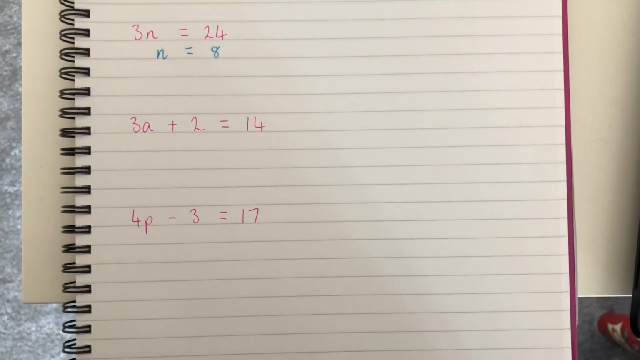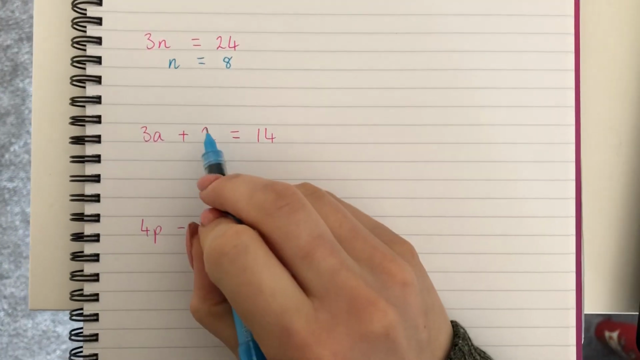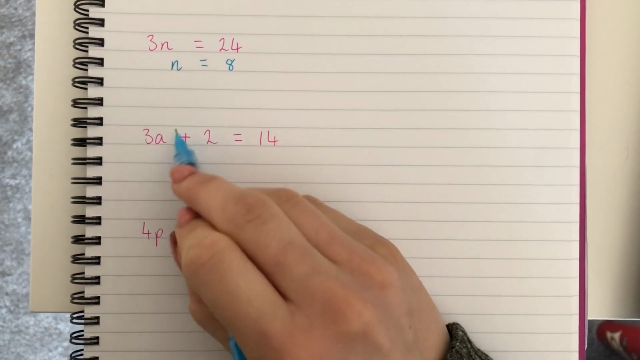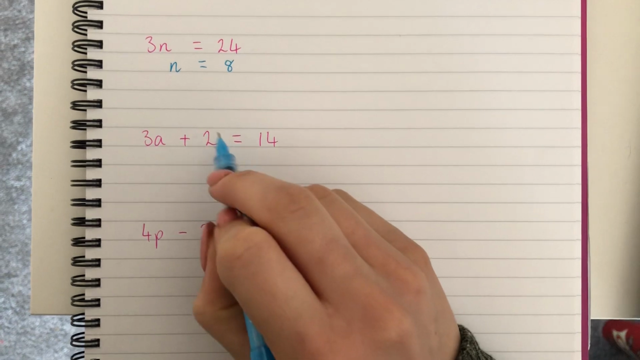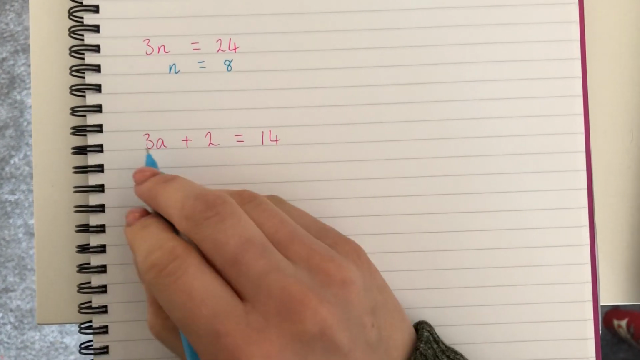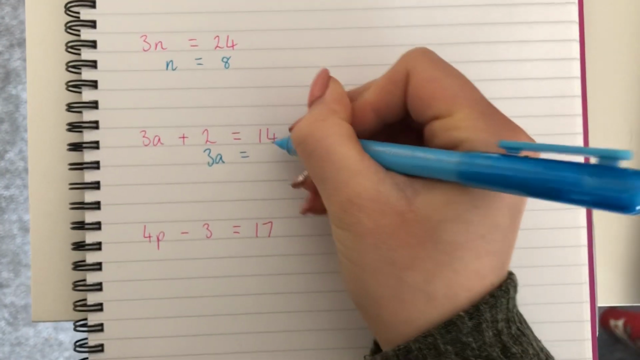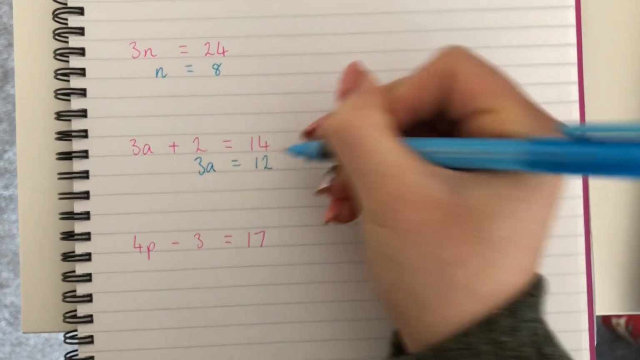With the next question then, we've got 3a plus 2 equals 14. So we've got two different operations in here. We've got multiplication and addition. So first of all, we're going to get rid basically of the add 2. So we need to do the opposite of add 2, the inverse, which is subtract 2, which will mean we'll just be left with 3a on this side, and then 14 subtract 2 is 12.